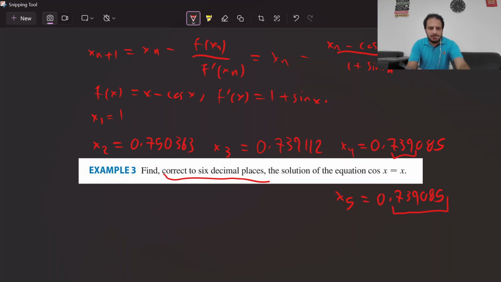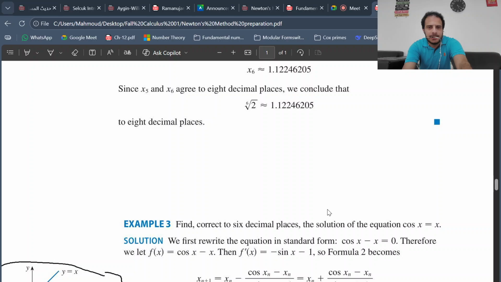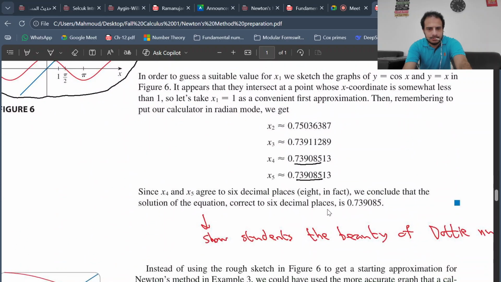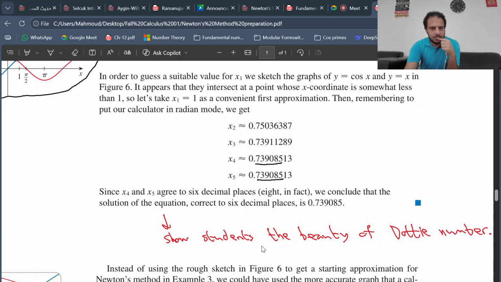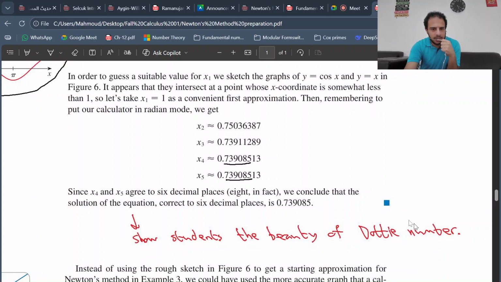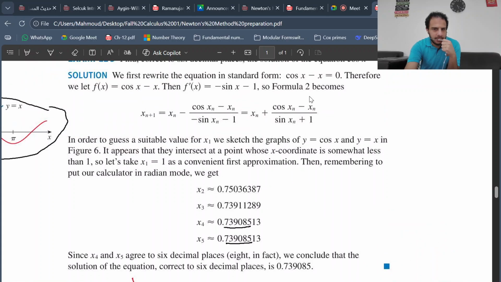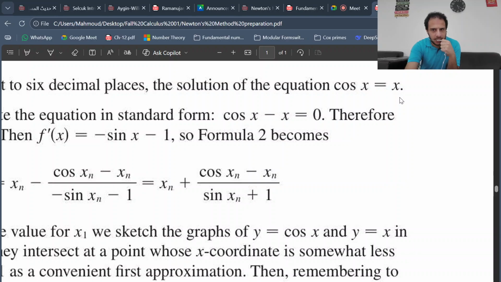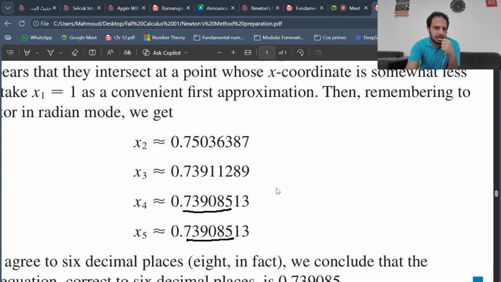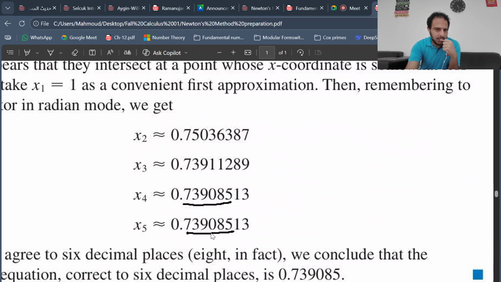Now, see here. Show students the beauty of the Dottie number. This number here, the solution of this equation, cosine x = x, is called the Dottie number. Okay? It has a very interesting property. You will like it. I will show it to you now. So remember, this is the value, right? 0.739085. So remember this.